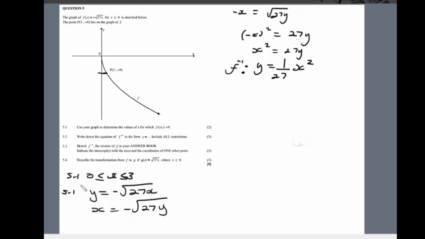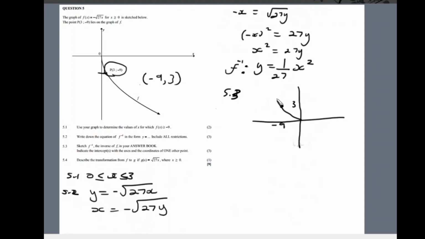Okay, and then 5.3, this is 5.2, sorry. And then 5.3, but we sketch the inverse function and indicate the intercepts with the axes and the coordinates of one point, right? So we will just use the point P, right? To sketch the inverse function, we know we have to interchange the coordinates of x and y, right? So this point will become minus 9, 3 in our inverse. So that point will be somewhere here. And then here we'll have minus 9, and somewhere there we'll have 3, right? And then our graph will look like this, right? That will be our graph. It is a reflection of this graph about the line y equals x.